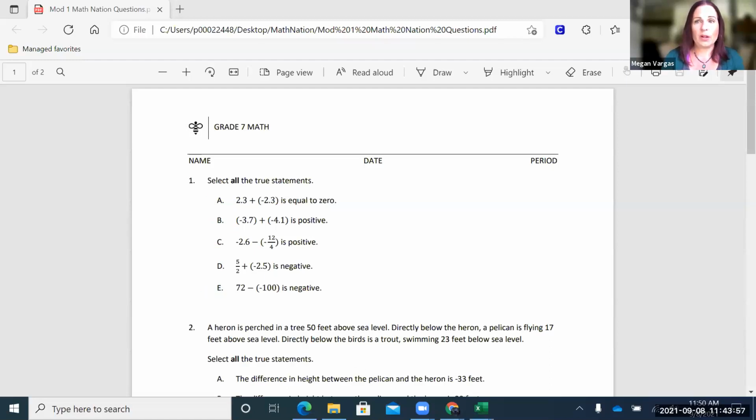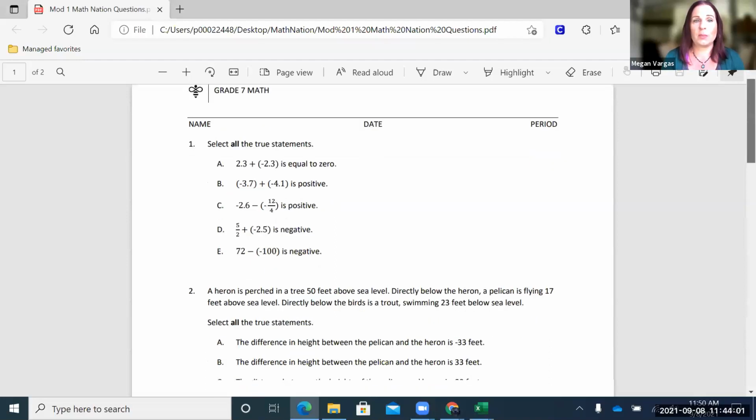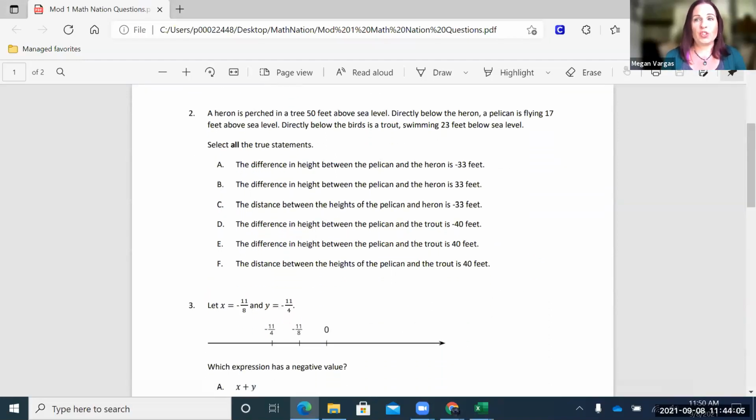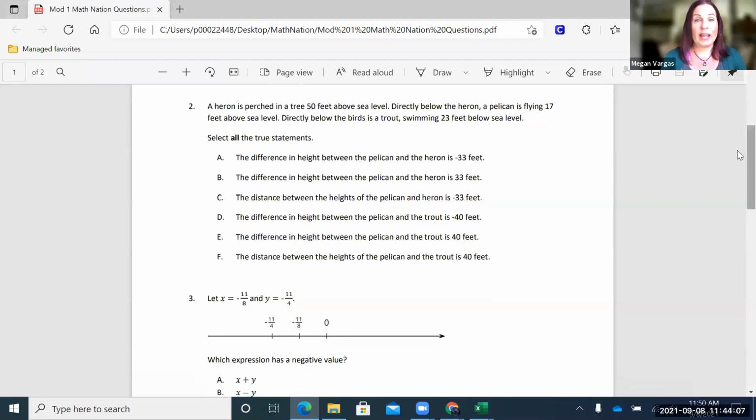The problem where a lot of students are getting stumped is question number 2. For question number 2, we have a heron perched in a tree, right? A heron perched in a tree. Oh, excellent, Carlos. So I'm going to put just an H up here for the heron. And the heron's height is 50 feet above sea level.